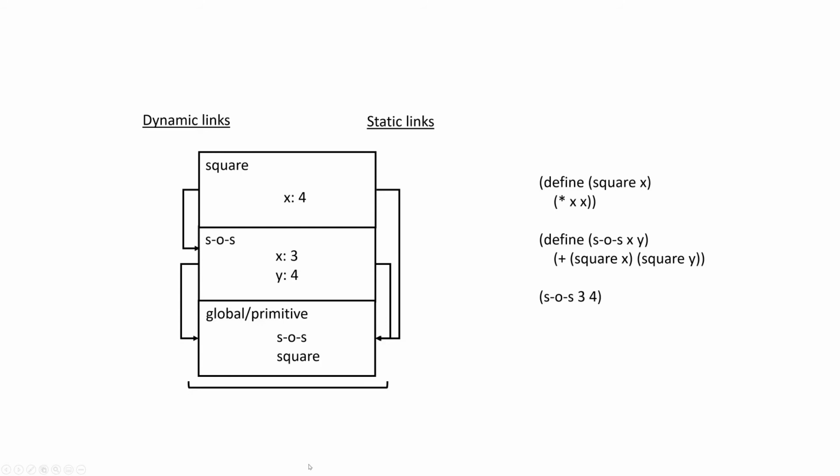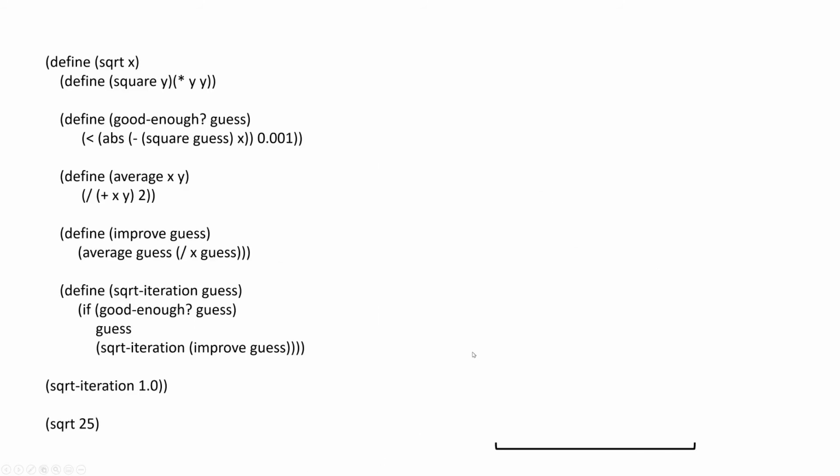Now let's do a slightly more involved example, going back to our square root code. So this is the square root code taken straight out of the lecture notes here. So we have square root x, defining square, good enough, average, improve, and square root iteration, all those helper functions. And then square root iteration here is the body of the square root function. And then we call square root 25 in the global scope.